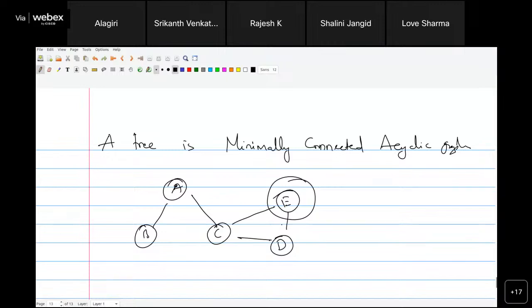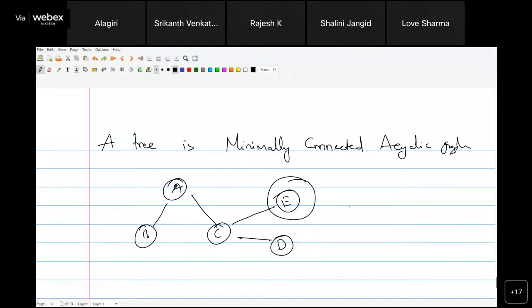Or if I add an edge between E and D, ECD will become a cycle. If I add an edge between B and C, ABC will become a cycle. So I can't add an edge, it will fail the property of acyclicness. I cannot remove an edge, it will fail the property of connectedness. So trees are minimally connected acyclic graphs.